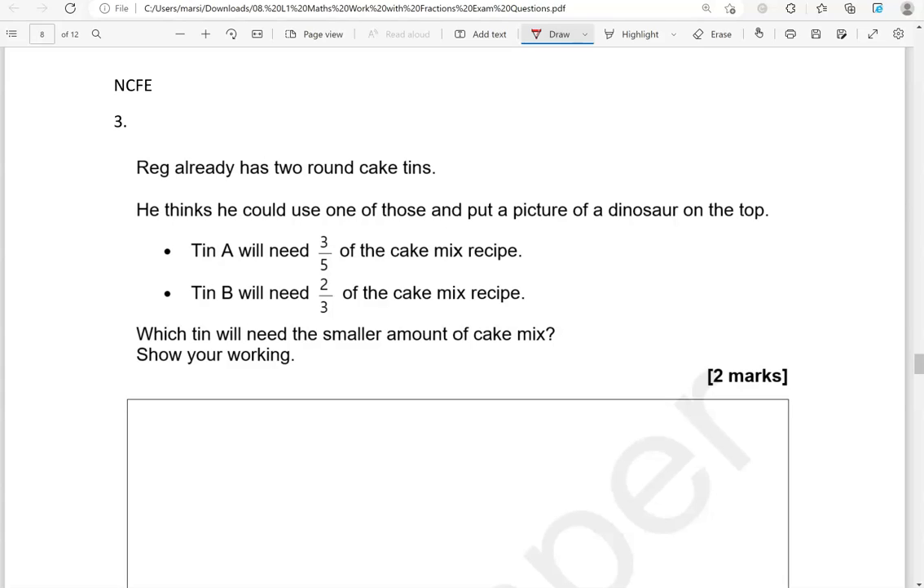However, the context is not as important in this case, because all you need to do is compare the 2 fractions. You're looking for the smaller amount. So we've got 3/5 and 2/3. So a common denominator would be 15, because 5 times 3 is 15.